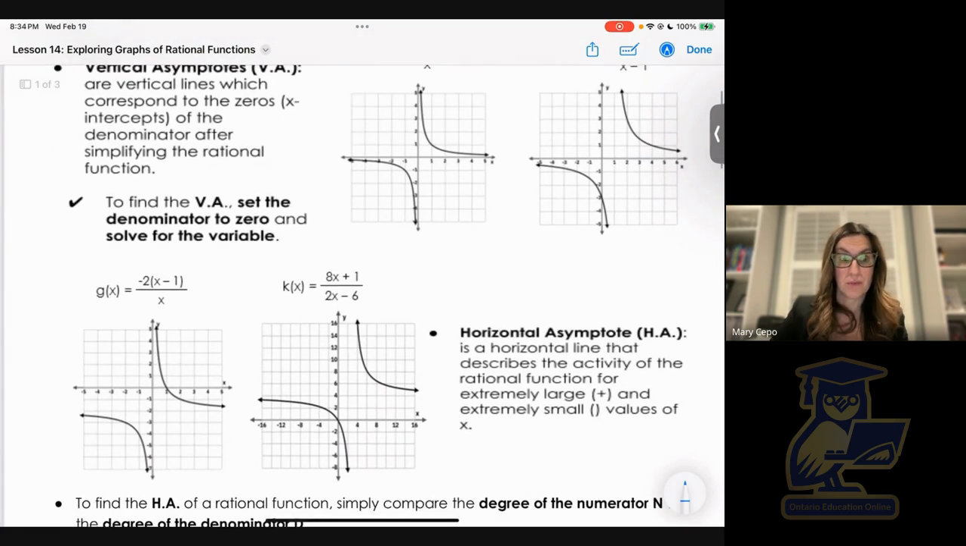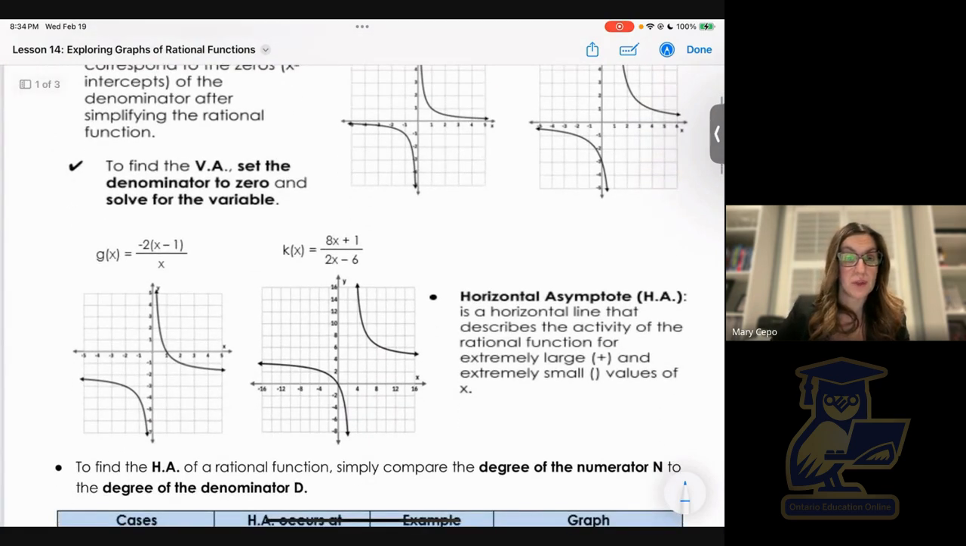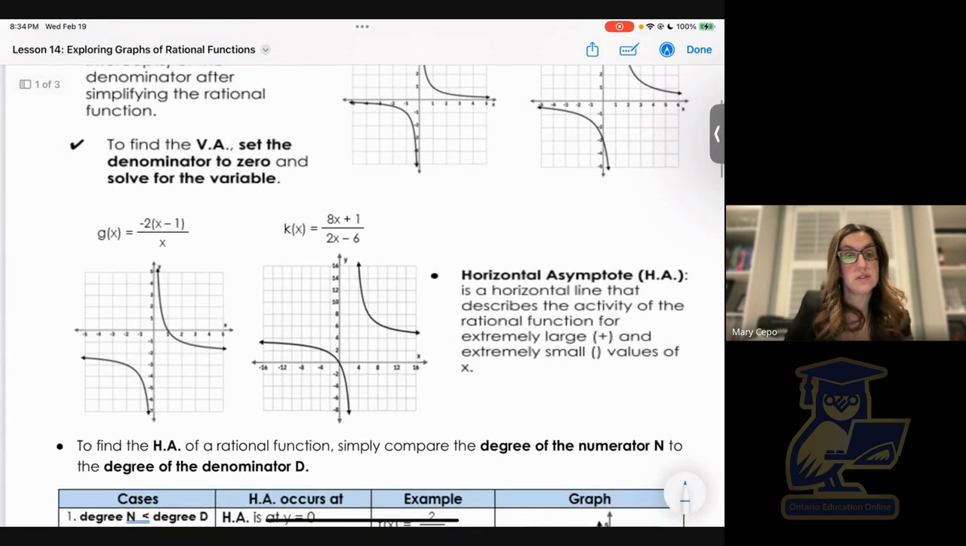As an example here, we have g of x is equal to negative 2x minus 1 over x. x, the denominator, cannot equal 0. That would result in the function being undefined. That value of x is where we have that vertical asymptote. And again, the vertical asymptote is a real vertical line at that value where x equals 0.